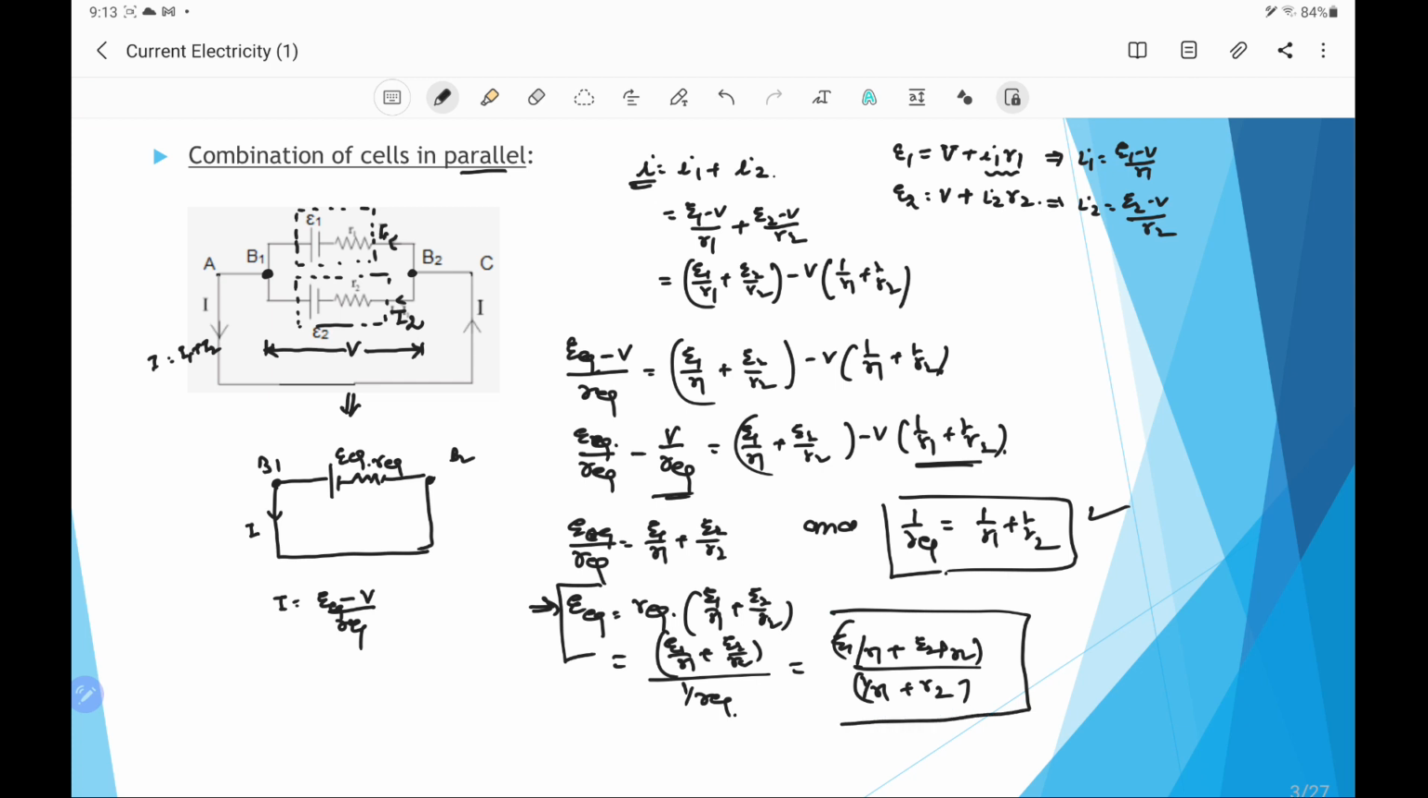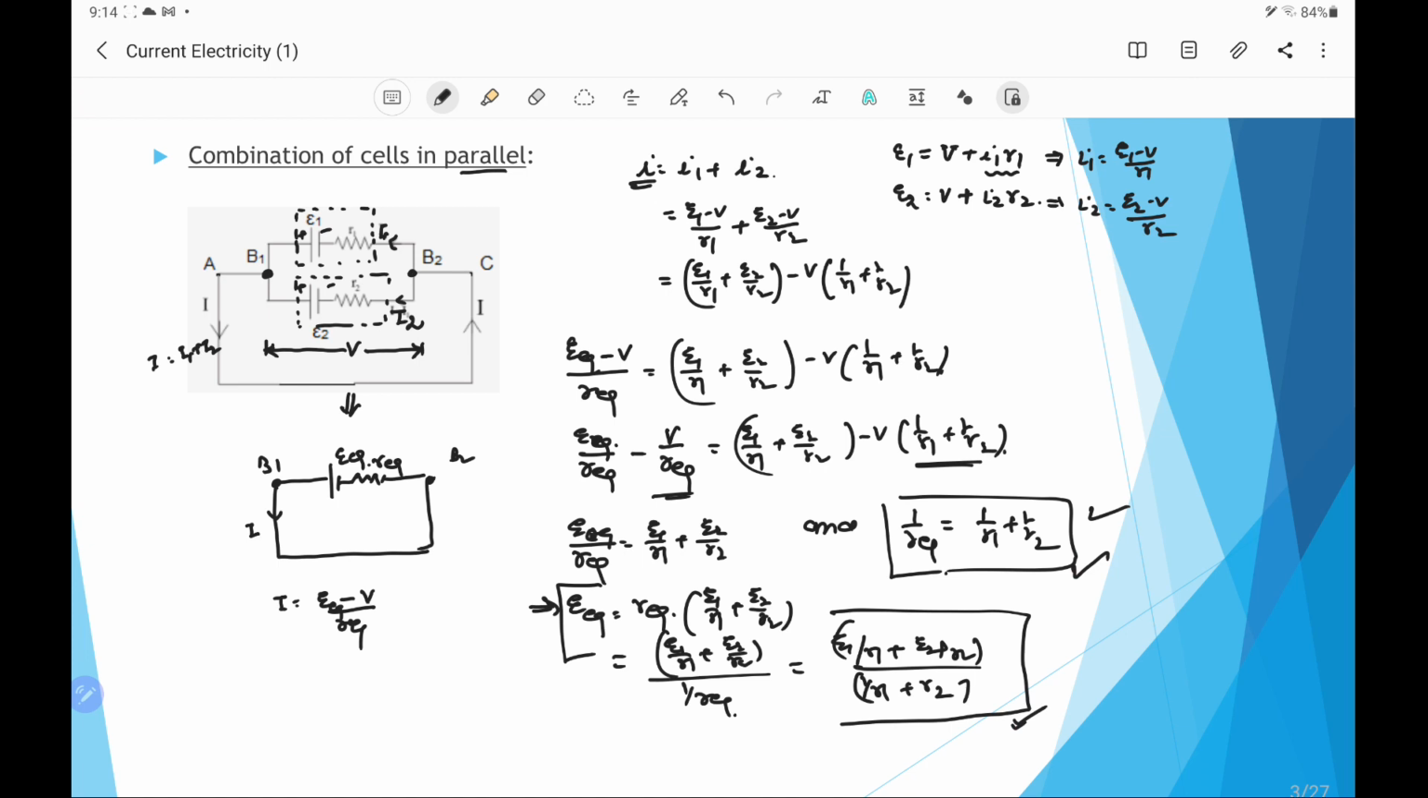If there are n cells, then we will write (E1 by R1 plus E2 by R2 plus E3 by R3 and so on up to n) divided by (1 by R1 plus 1 by R2 and so on up to n). Here we have to note that if the battery terminals or polarities are changed, that means here we have taken both plus terminals on the same side. If they are in opposite polarity, then the polarity of that particular cell will be taken negative. So in this way we can calculate the internal resistance and the EMF of cells in parallel.